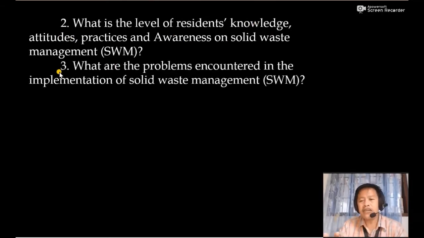And number 3, take note, if you are going to have research objectives, aside from the major research objective, you need at least 3 specific research objectives. 2 specific research objectives are not acceptable. You are going to have 3, or 3 to 5. What are the problems encountered in the implementation of solid waste management? So you are going to think of questions which can be answered through a survey questionnaire to make your research objectives a minimum of 3. Research objectives are research questions.